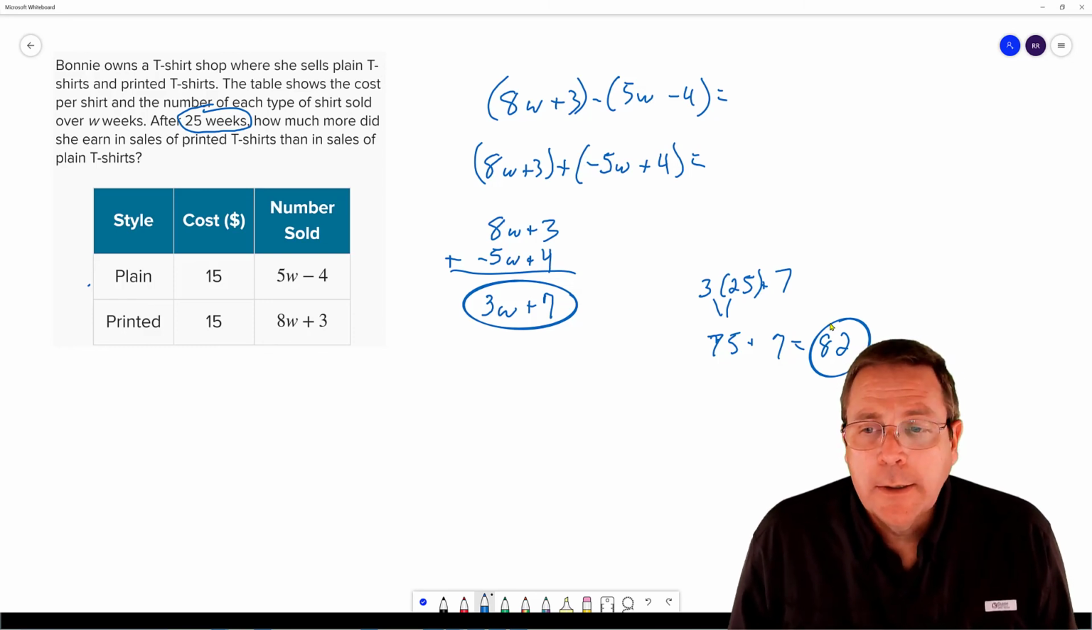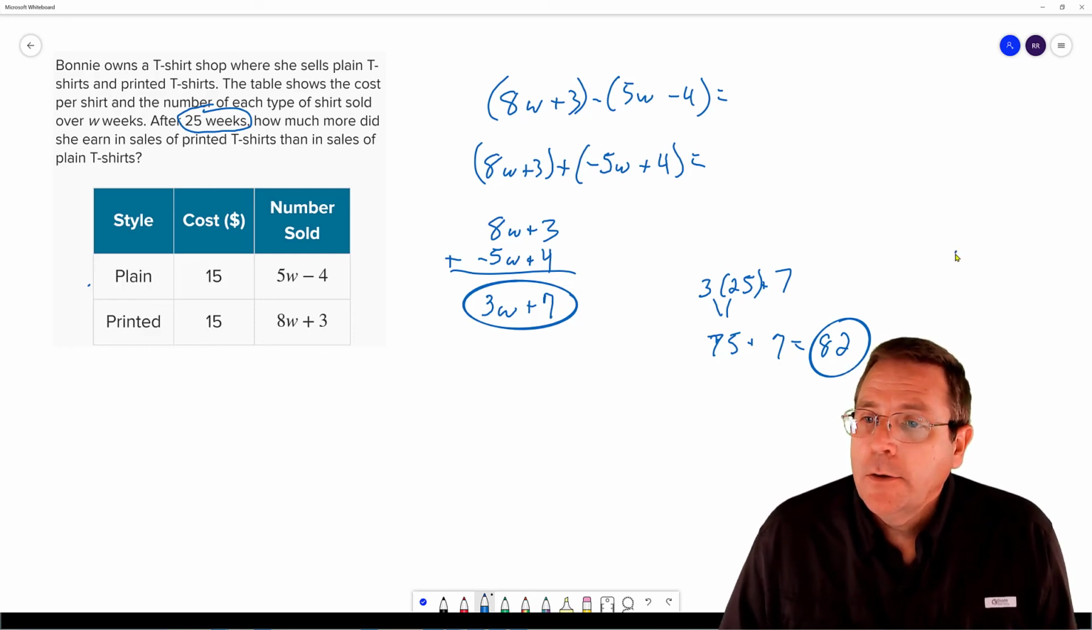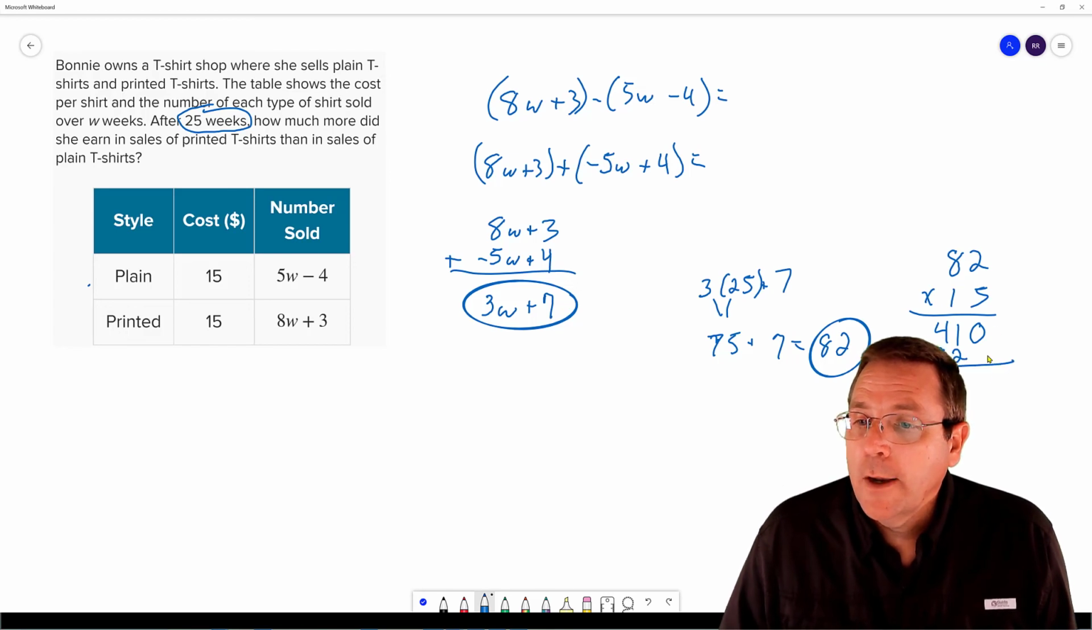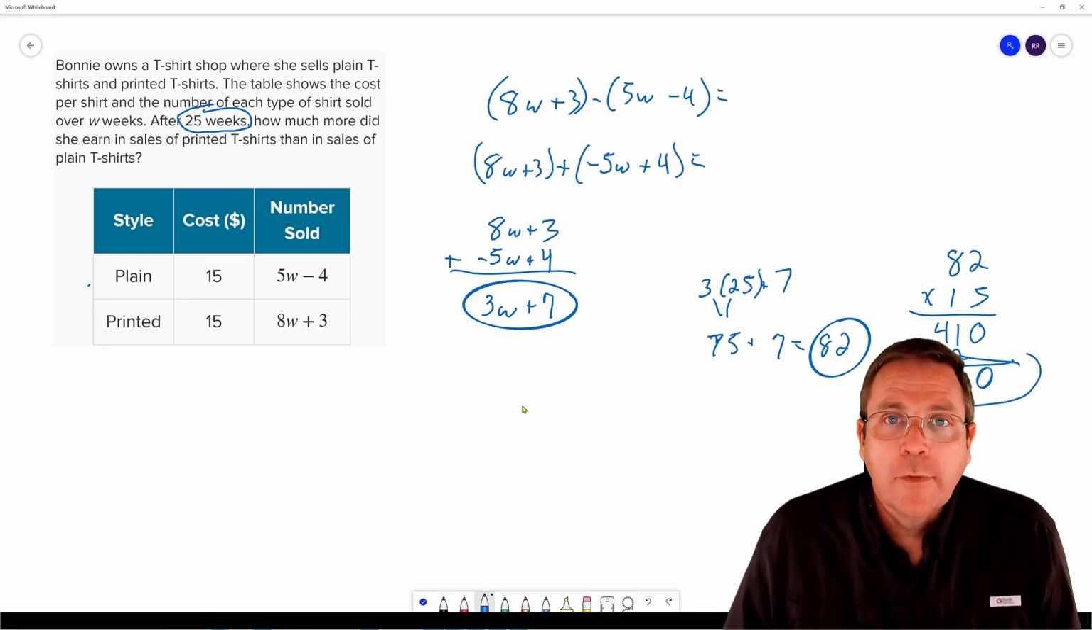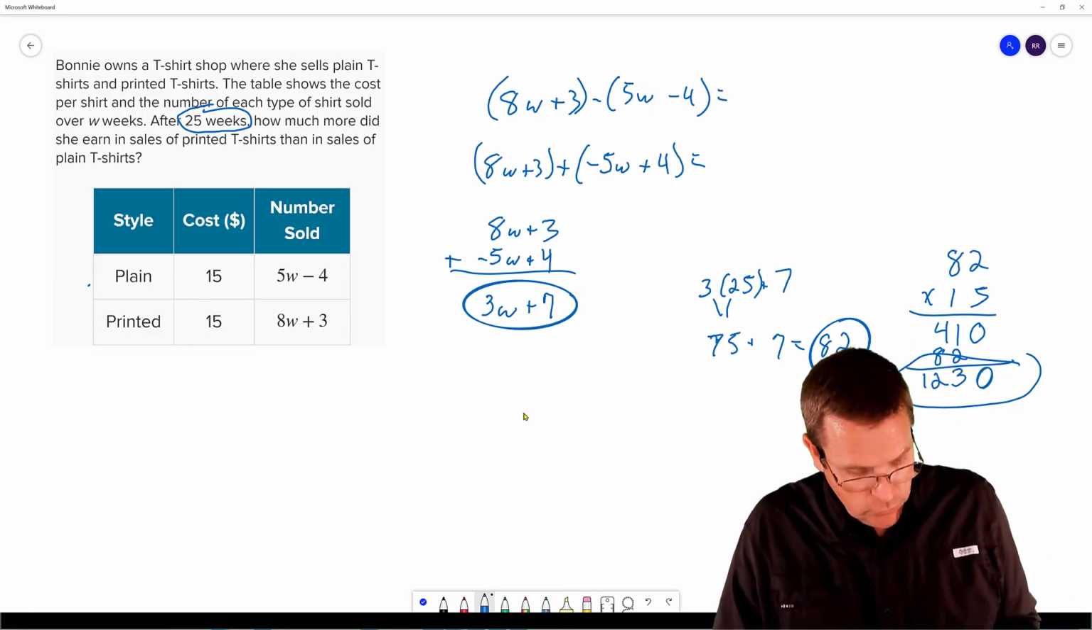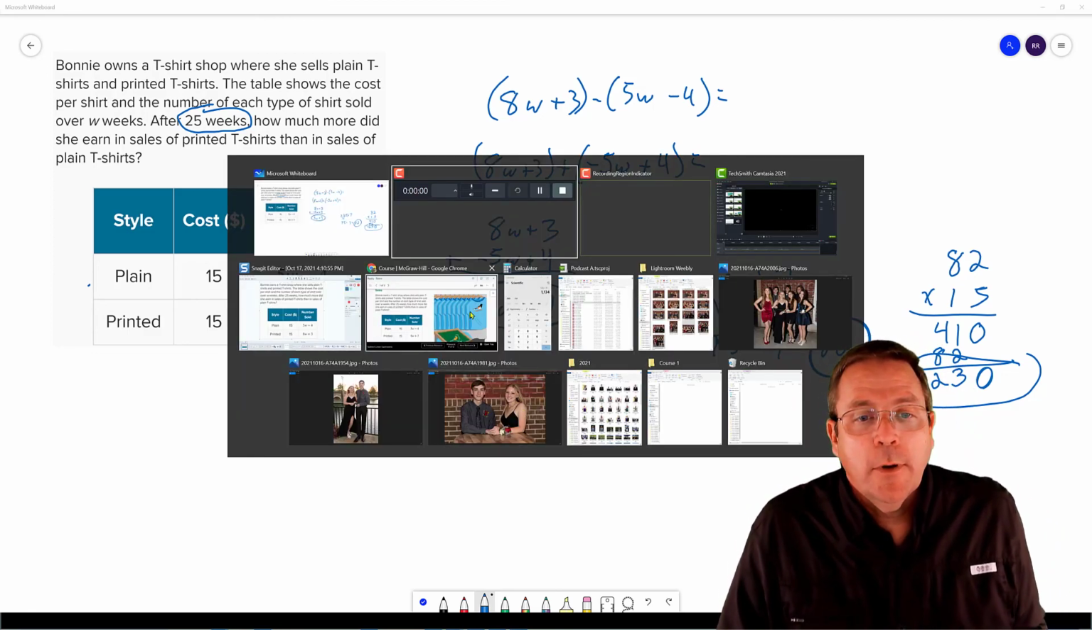But we're not done. Now we have to take that 82 and multiply it times the $15. And doing that, 5 times 2 is going to be 10, 5 times 8 is going to be 40, plus 1 is 41, 1 times 2 is 2, 1 times 8 is 8, add those up, 0, 3, and 12, so you get $1,230 more that was made in the printed t-shirts than in the plain ones.